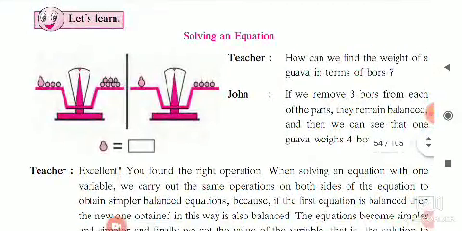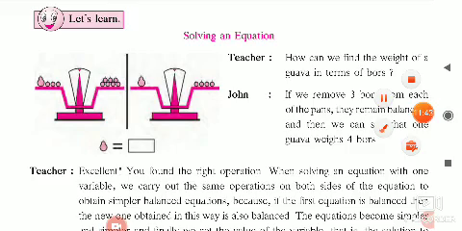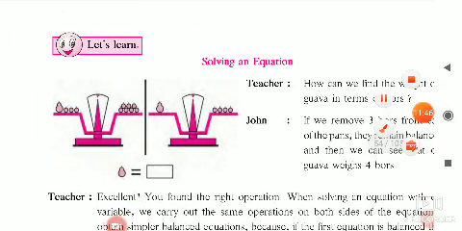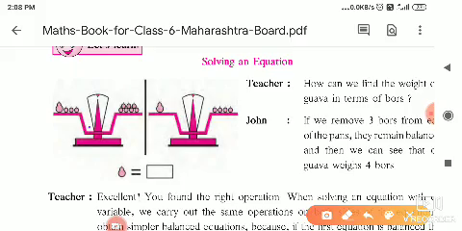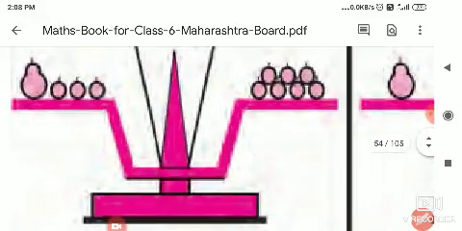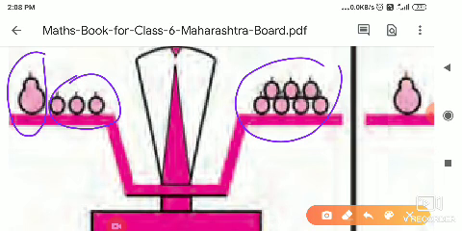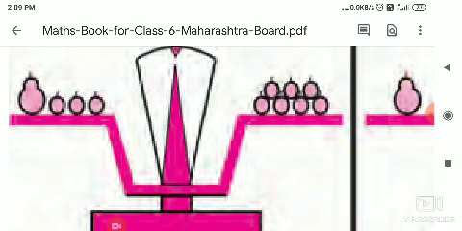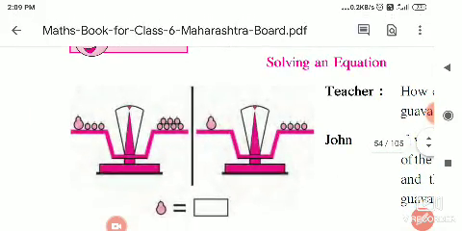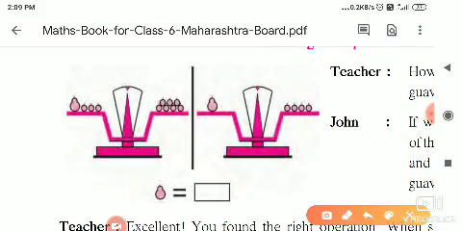Solving an equation. Teacher, how can we find the weight of the gavas in terms of the bore? Okay, so here if you see, it is one gava. What is given here? Here it is one gava and the others are bore. So how to find out its weight? If we have to balance this, what we have to do? Just take out one bore from both sides.